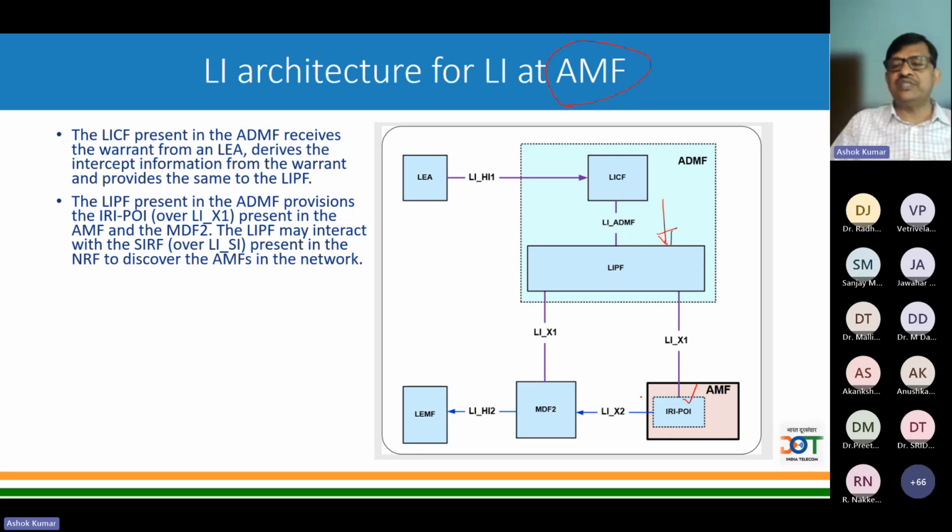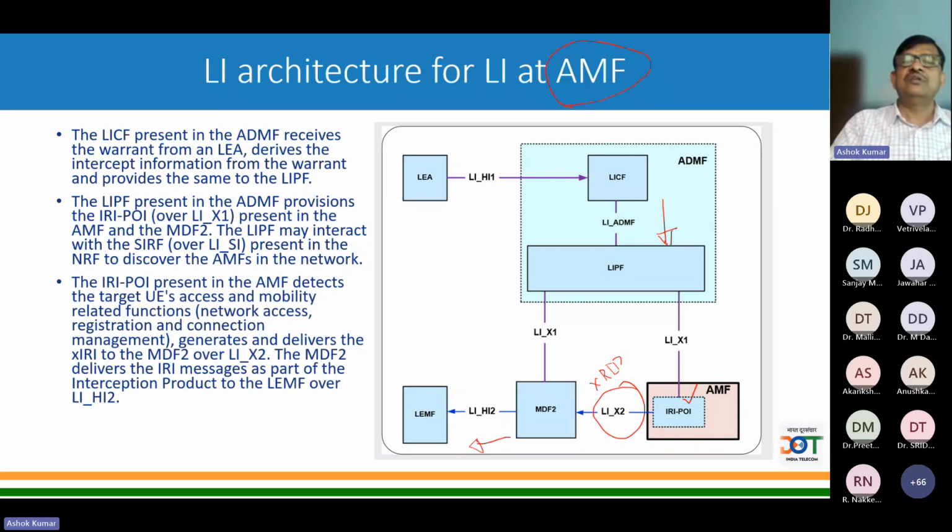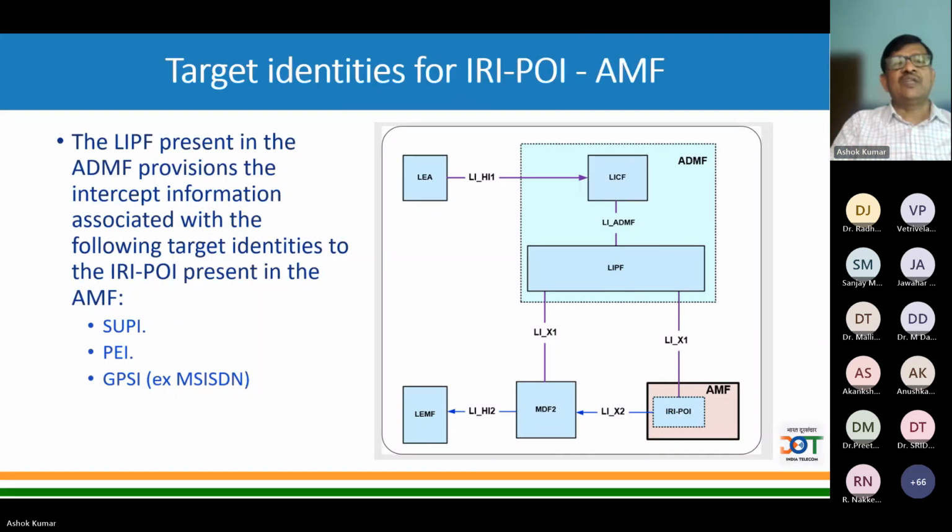Once it is provisioned and the call has started, it will connect to MDF2 and provide that information, that is, XIRI. And from MDF, it will go to the agencies. So these are the steps followed for AMF, if AMF is being provisioned for interception. While provisioning is done, what information needs to be provided to AMF? There can be any of these pieces of information.